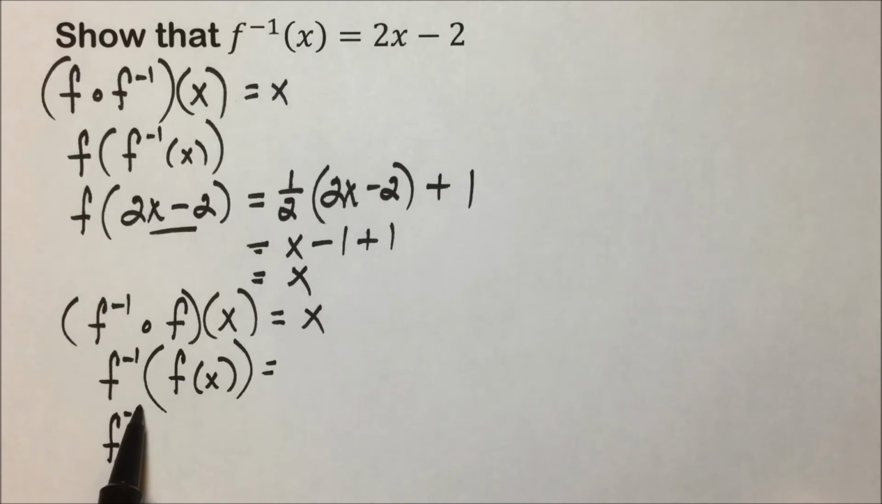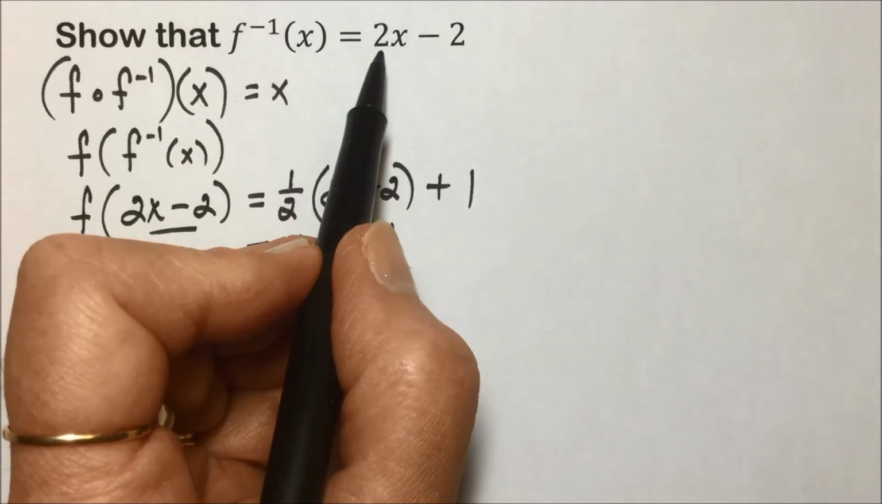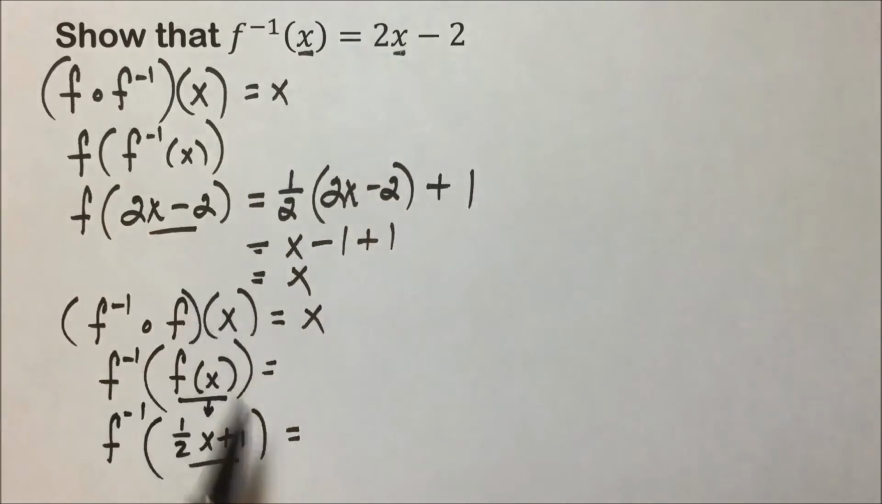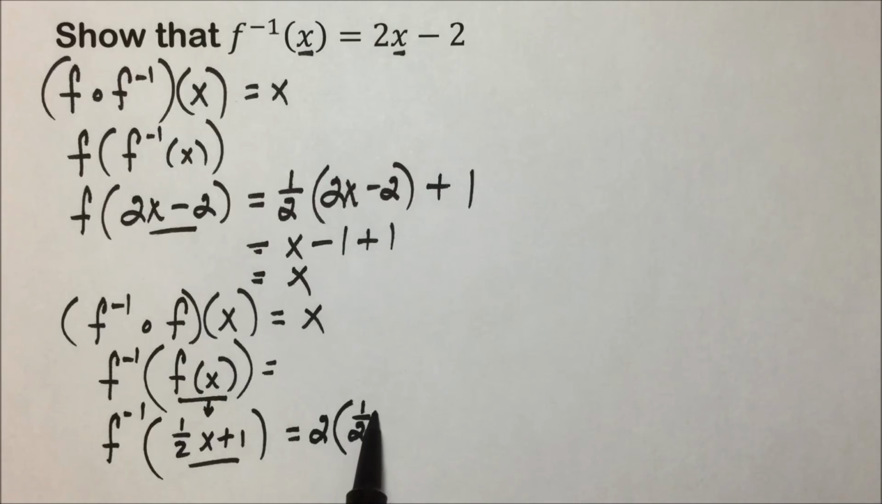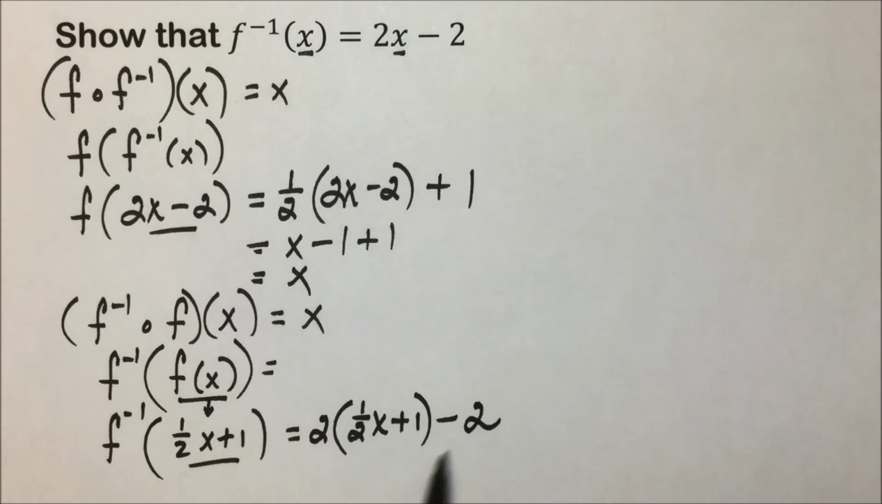Starting inside the parentheses and replacing an equivalent value, f of x is 1/2 x plus 1, so it's just a substitution, and then evaluating the inverse function with this term. The inverse function tells us to double whatever is in the parentheses, so we'll take 2 times our 1/2 x plus 1 and then subtract a 2 from it.